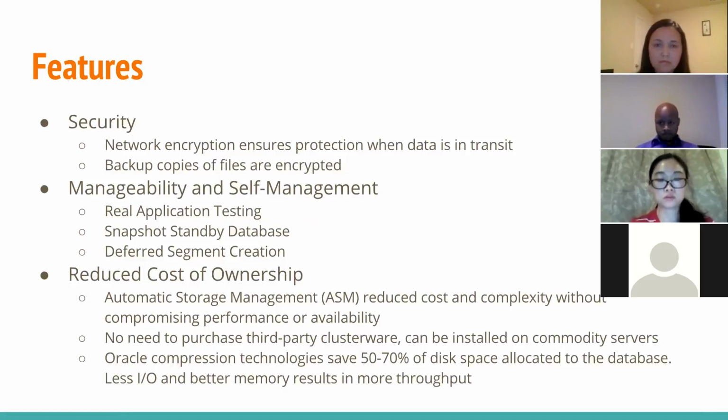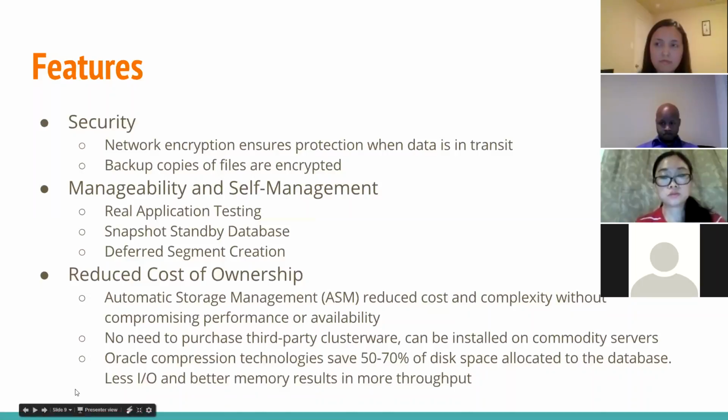It has an automatic storage management system, which helps reduce cost and complexity without compromising any of the other features, such as performance or availability. There's no need to purchase any third-party clusterware, and it can be installed on commodity servers. And Oracle compression technologies save 50 to 70% of disk space allocated to the database, so there's less input and output, better memory results, and more throughput.